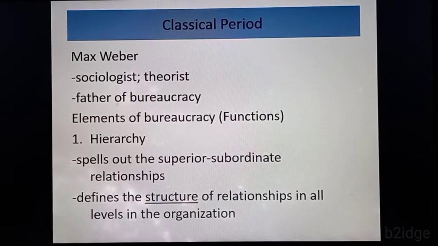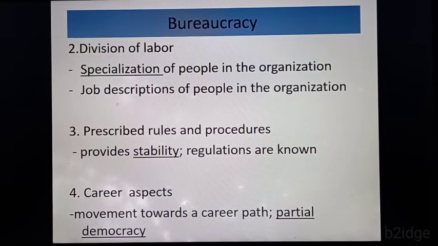Now, the elements of bureaucracy, or the functions, are hierarchy. There's hierarchy, which spells out the superior-subordinate relationships. There's the boss, and then there's the minion. And then it defines the structure of relationships in all levels in the organization. Then there is also the division of labor, specialization of people in the organization, and job descriptions of people in the organization. Then there's prescribed rules and procedures. It provides stability because regulations are known.